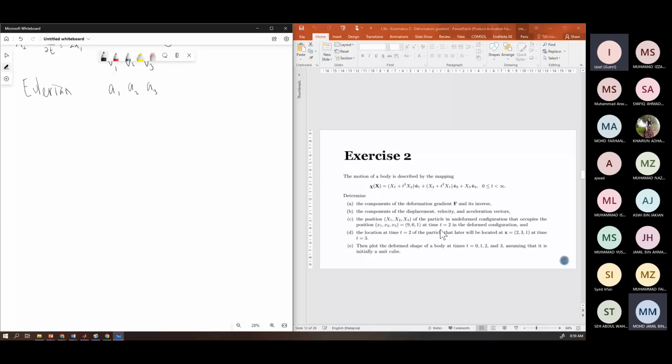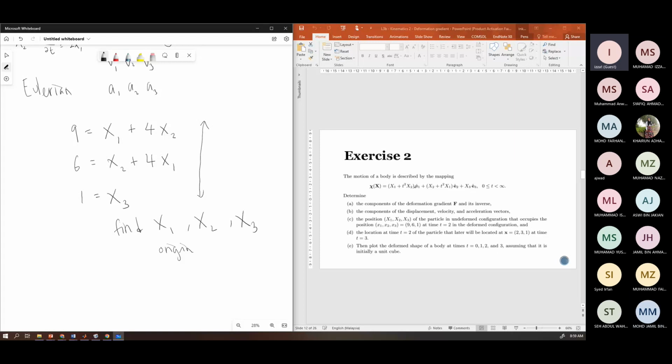So what you have to do is you just substitute this into the motion equation. Okay, so you get 9 equals x1 plus, so time is 2. So second one is 6 equals x2 plus 4x1. And lastly, 1 equals x3. So what you need to do is you have to solve this equation and find big X1, big X2, and big X3, which is the original position. So try solve this later by yourself.